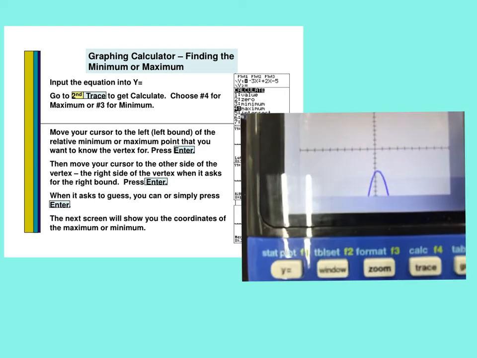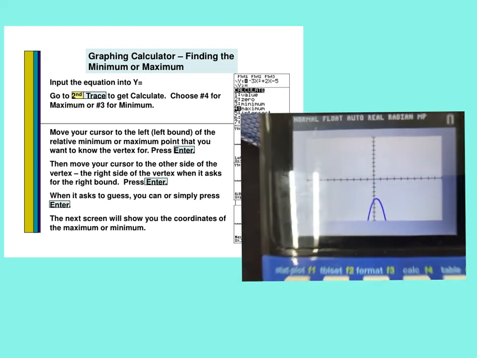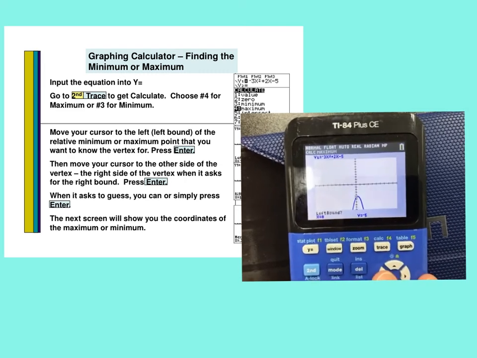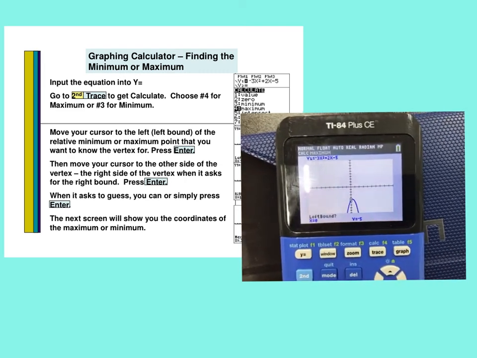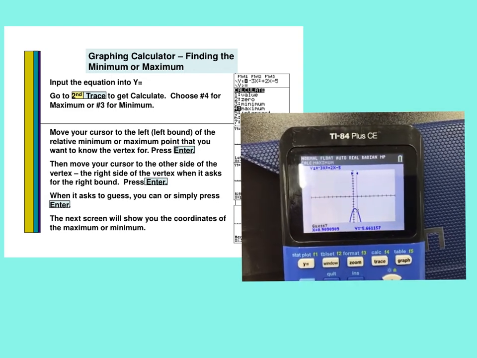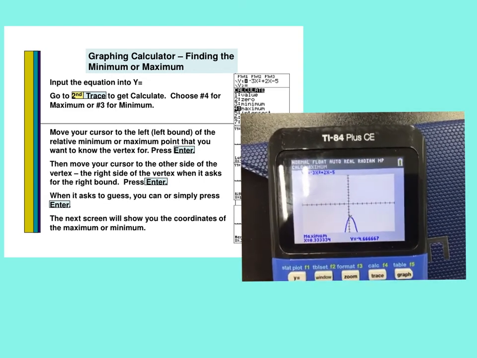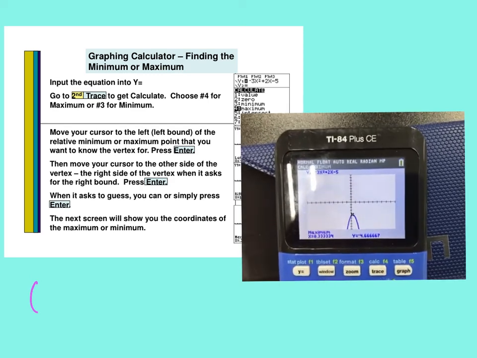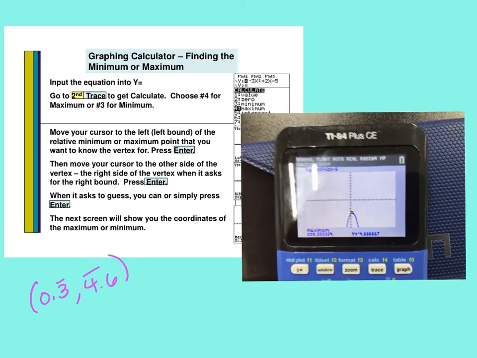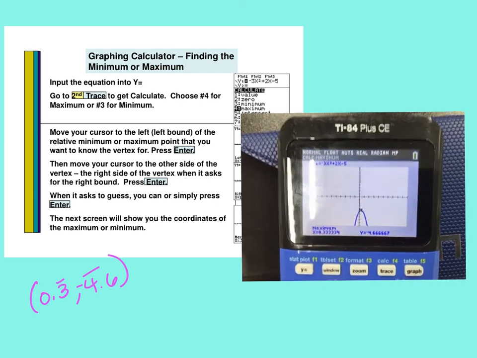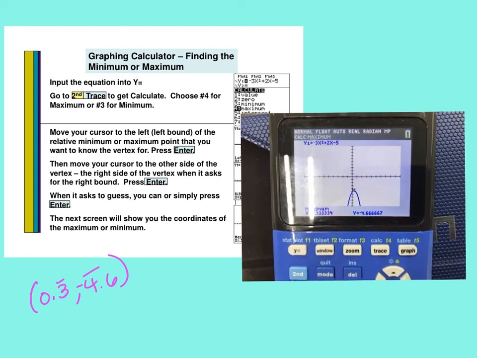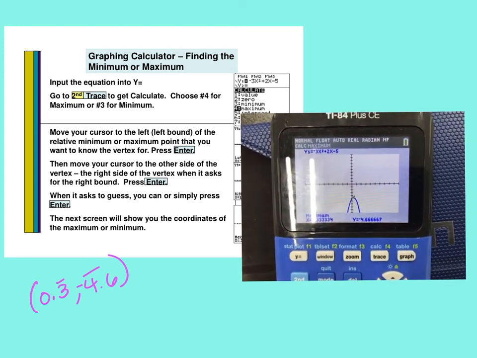Now, if I want to know what that maximum point is, remember I go second trace. I'm going to go to a max because that's what this is. I go left of my max, so right there's fine. I go right of my max, which anywhere on the right's fine, and then let it guess, and it's going to bring me directly to my point, which is 0.3 repeated, comma, negative 4.6 repeated, which matches what we just found, right? That 1/3, and then plug that back in. 4.6 repeated would be the same thing as 4 2/3.